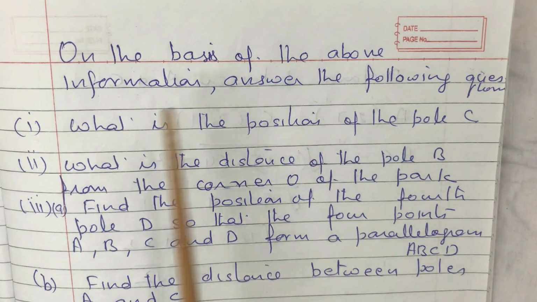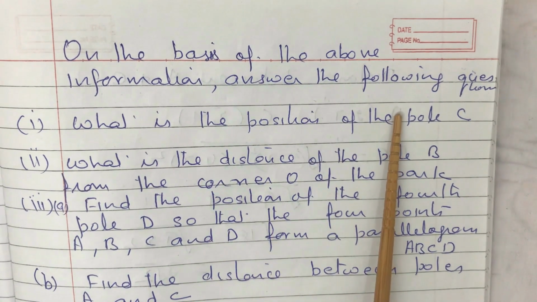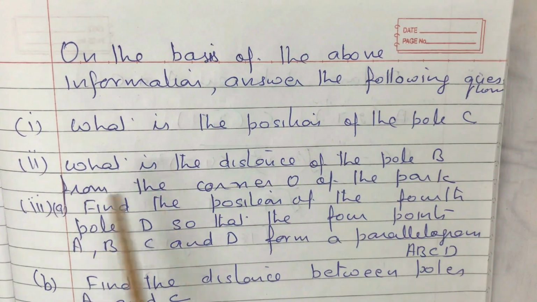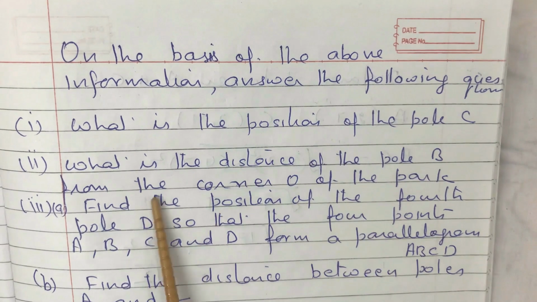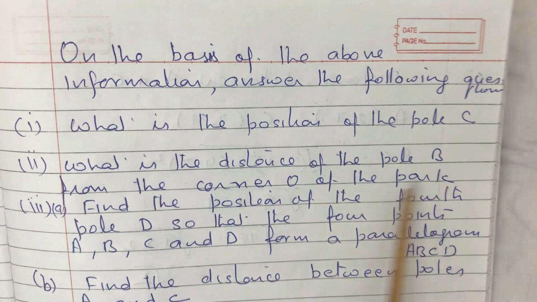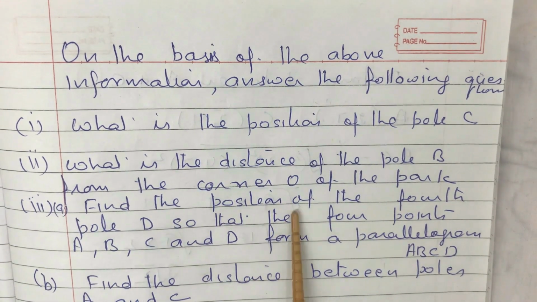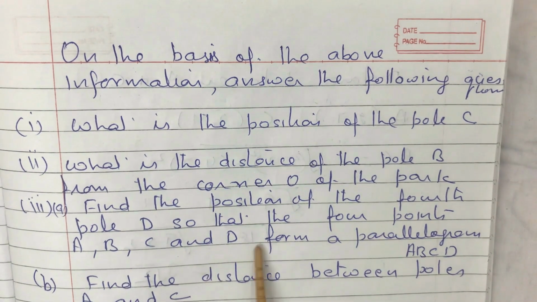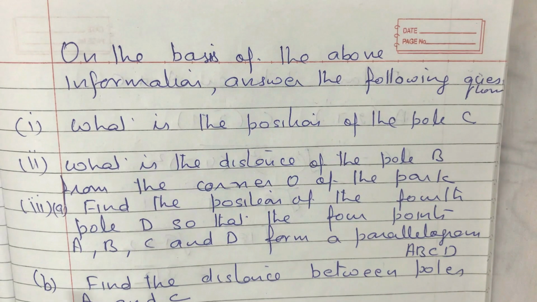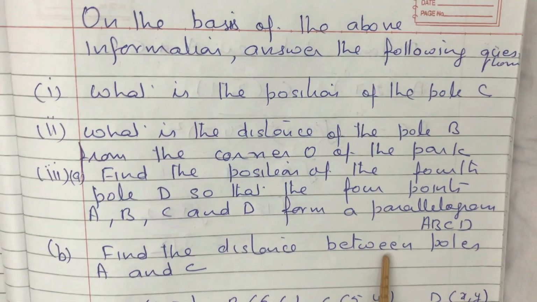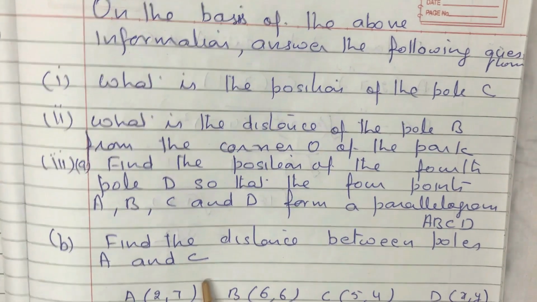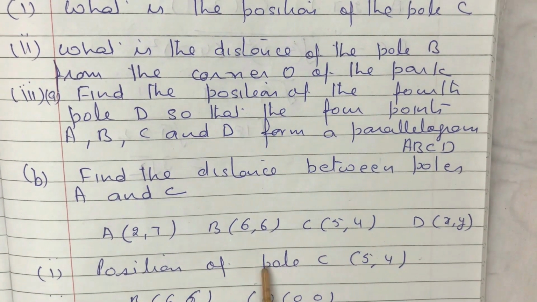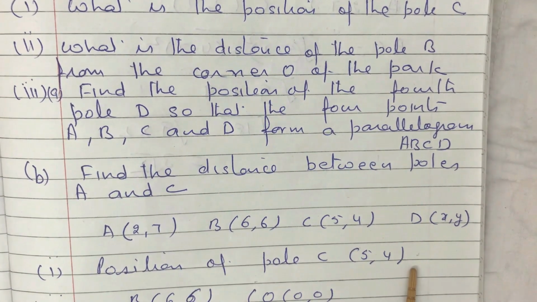On the basis of the above information, answer the following questions. First is, what is the position of the pole C? Second, what is the distance of the pole B from the corner O of the park? Third, A part, find the position of the fourth pole D so that the 4 points A, B, C, D form a parallelogram. And its B part is, find the distance between the poles A and C. Here I have written the coordinates of all the points. First is position of pole C, which is 5, 4.